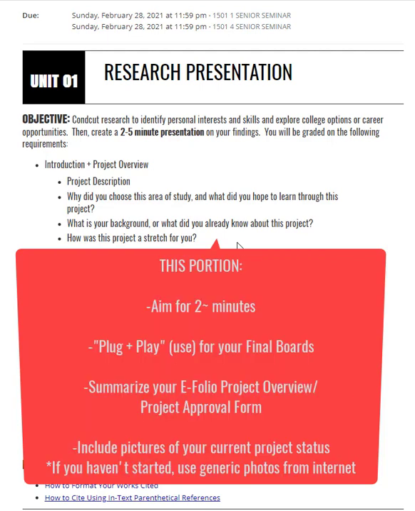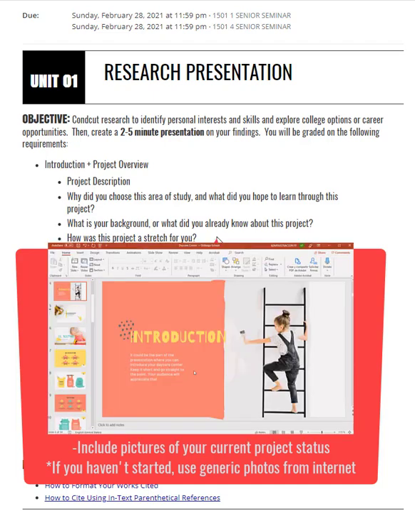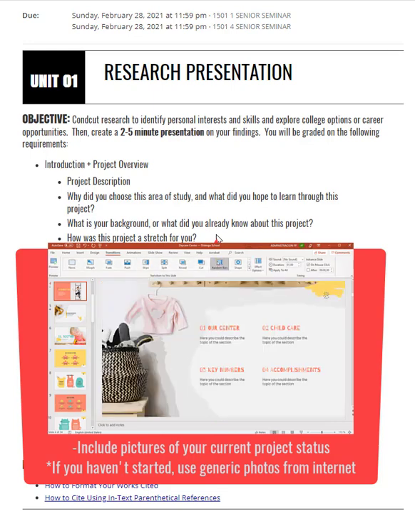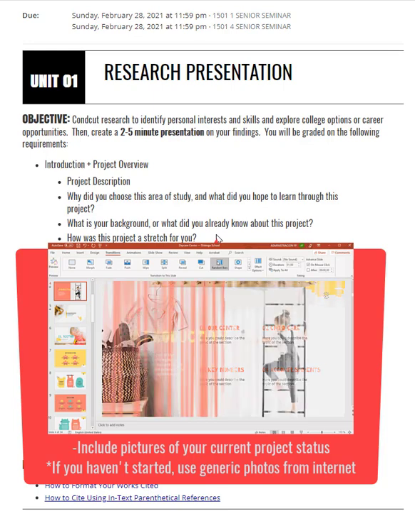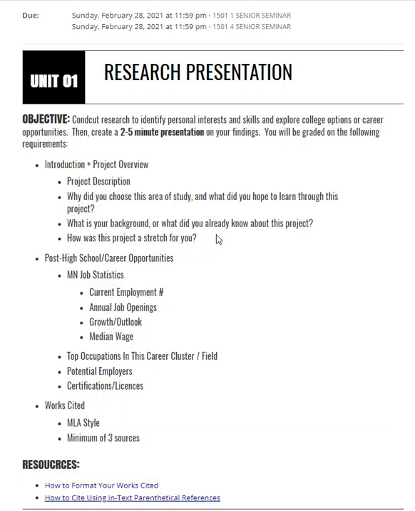So the first portion should be about 2 minutes, and it's just you talking about what you want to do for your project. You should also probably include some pictures. If you've already started your project and you have pictures or video of your current project, you can put that in there. If you have not started your project, you can go out and find pictures on the internet and put them on this as well. So that's the first portion.